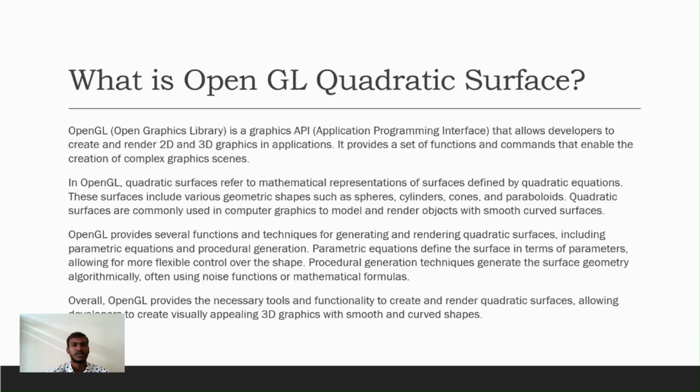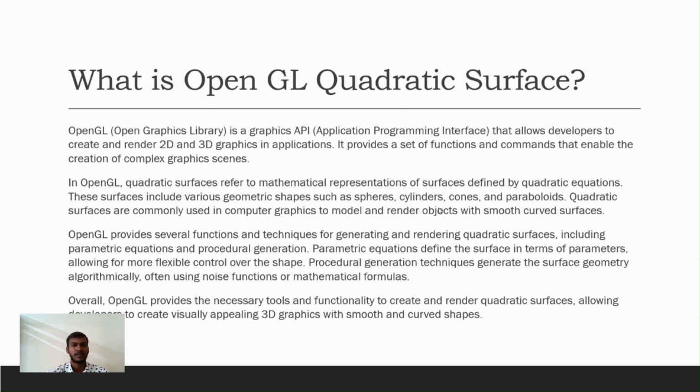Now, what is OpenGL quadratic surface? OpenGL means Open Graphics Library. It is a graphics API, application programming interface, that allows developers to create and render 2D and 3D graphics in applications. It provides a set of functions and commands that enable the creation of complex graphic scenes. In OpenGL, quadratic surfaces refer to the mathematical representation of surfaces defined by quadratic equations. These surfaces include various geometric shapes such as spheres, cylinders, cones, and paraboloids. Quadratic surfaces are commonly used in computer graphics to model and render objects with smooth curved surfaces.